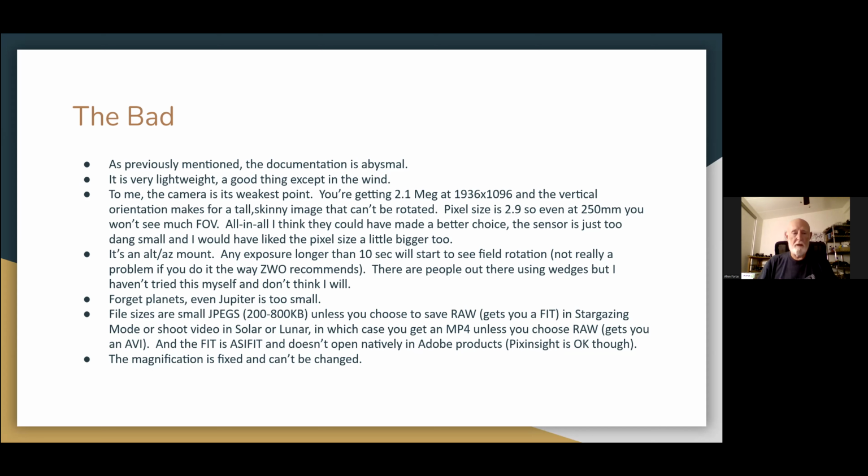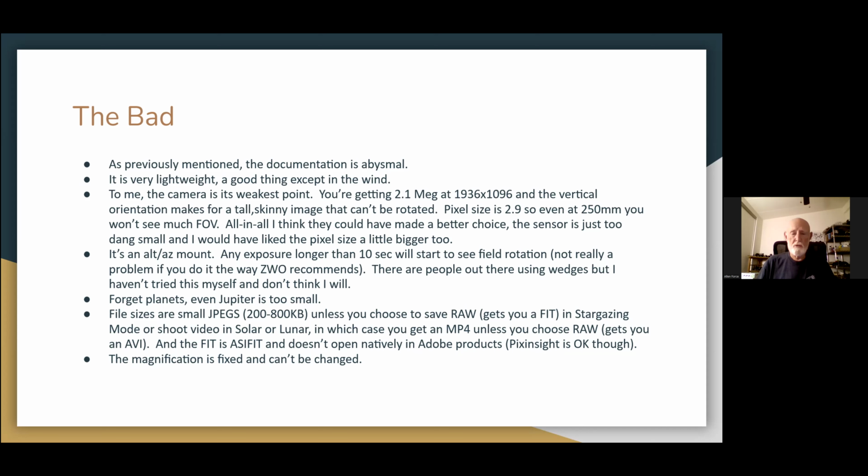Forget planets. Even Jupiter is way too small. I vaguely, on this little tiny thing, maybe make out a band, but probably not. You can tell that Saturn has sort of rings because they're like little bumps on the side. That's about it.